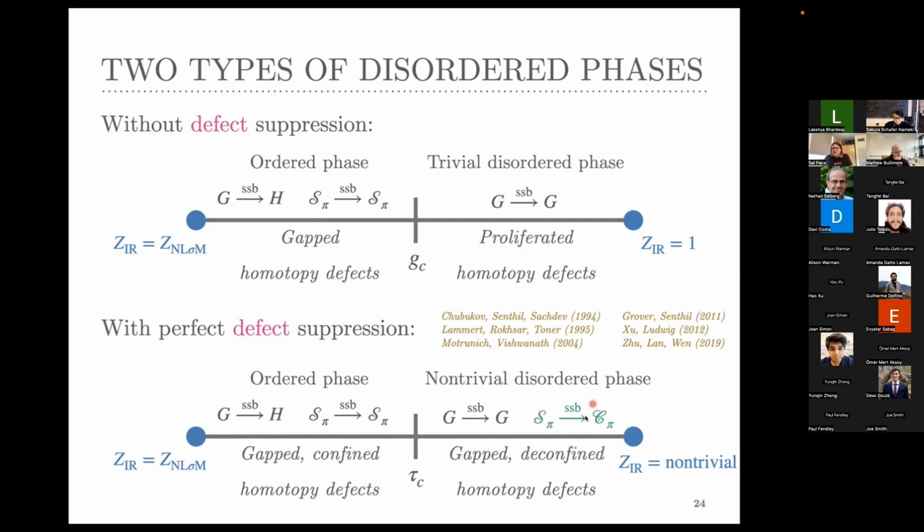C is some subcategory, just some label to say that there could be some residual symmetry left over. However, this is definitely not a trivial disordered phase, right? Firstly, the homotopy defects are not proliferated, they're gapped and deconfined. We've spontaneously broken some generalized symmetry. So in the deep IR, this won't be a trivial theory. It could be like Maxwell theory or some TQFT or something like this.